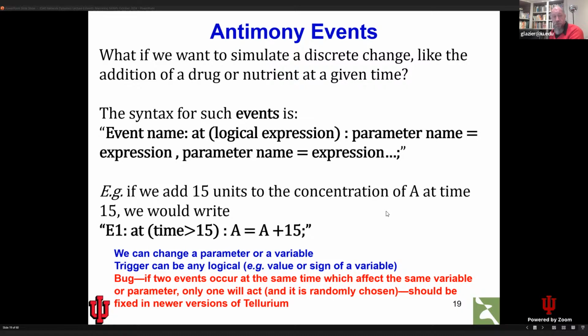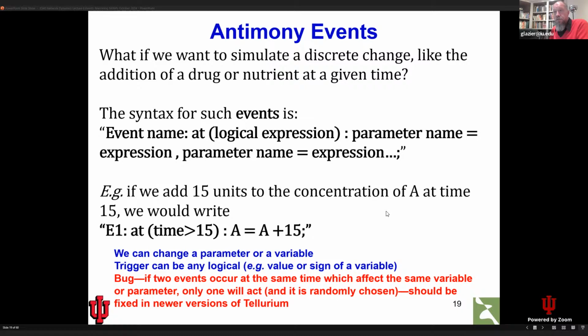And Antimony has a very simple concept, which it calls an event. And that could be something like, at a given time, we add a drug to the simulation, or a nutrient to the simulation. And the syntax in Antimony for an event is it can be given a name. You don't have to name it. And if you give it a name, the name has to be unique, and you end the name with a colon.